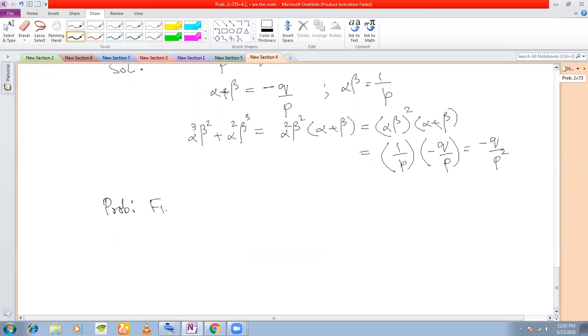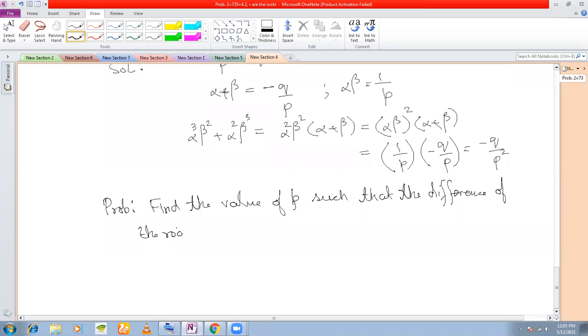Question is, you will not find this question in the textbook. Find the value of p such that the difference of the roots of the equation x square minus px plus 10 equal to 0 is 3.